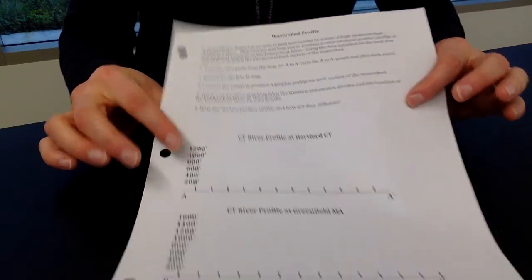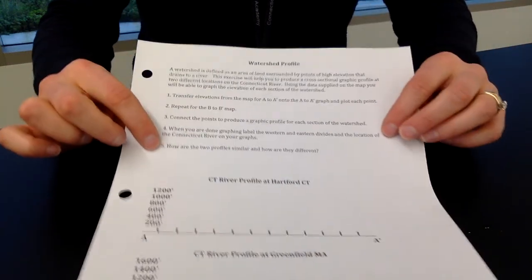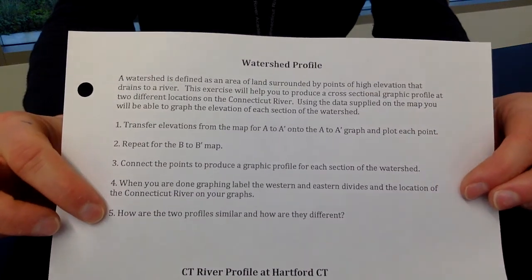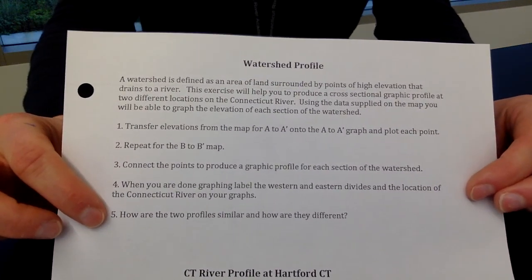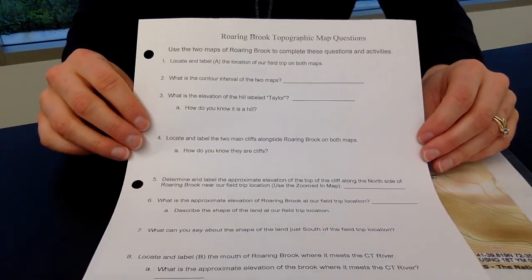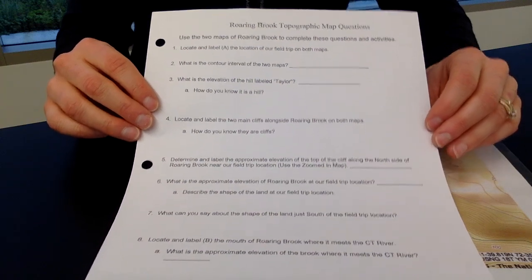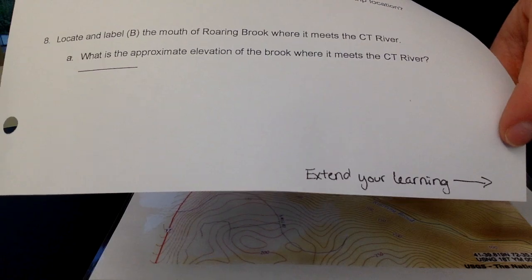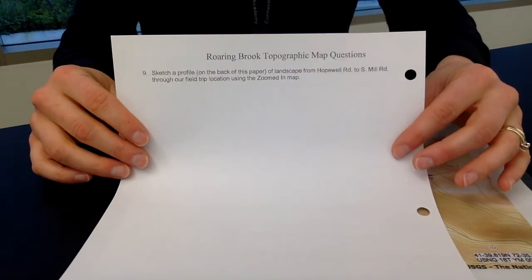If you finish this, make sure that you answer question 5 down here. Question 5 is comparing and contrasting, so how things are similar and how they are different. For some of you, my A4 class, you had finished the Roaring Brook topographic map questions in class with me the other day. At the bottom here, there was a part that I said was not required, and that's the extend your learning, which was actually on the back side.